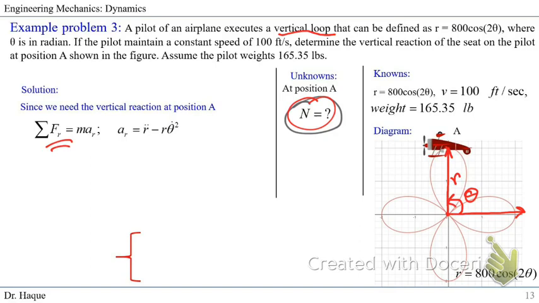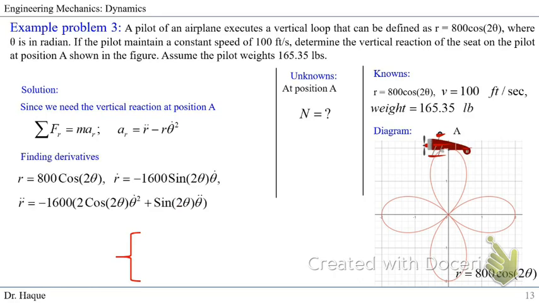Since we need the vertical reaction, we're working on Fr, which on the right side is mass times acceleration, and the acceleration would be the radial acceleration. We know from the previous chapter that radial acceleration can be defined as r double dot, which is the second derivative of position r, minus r times the first derivative of θ, squared. So we need to find ar before we can solve the equation.